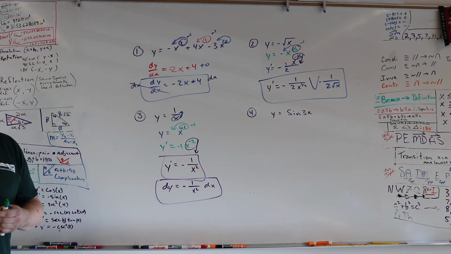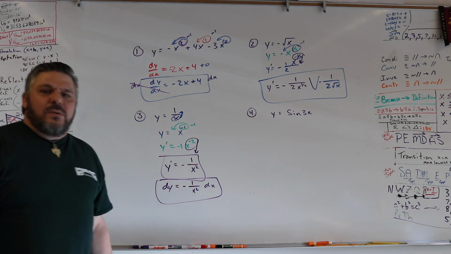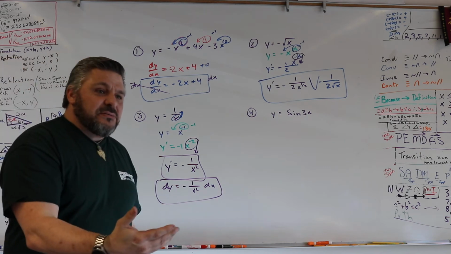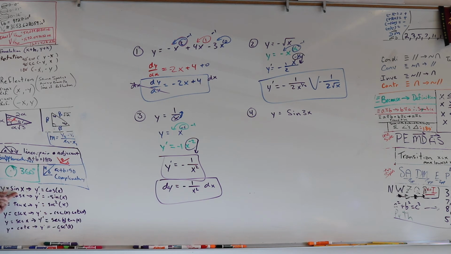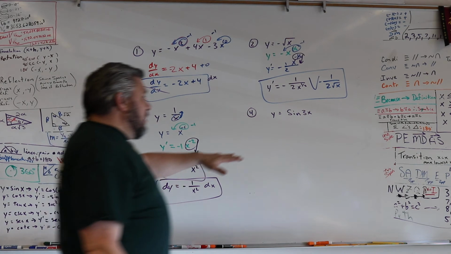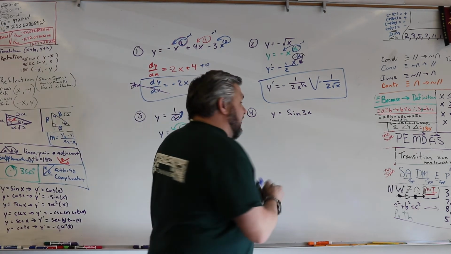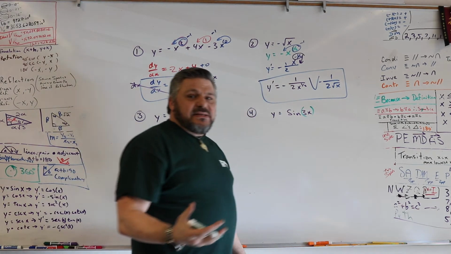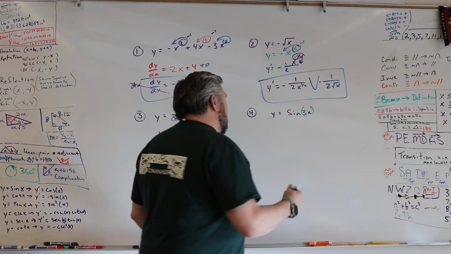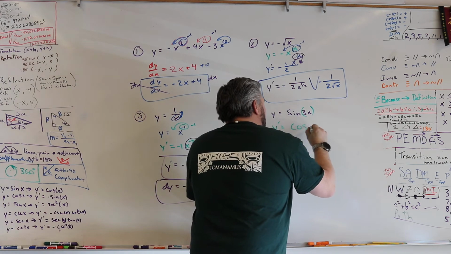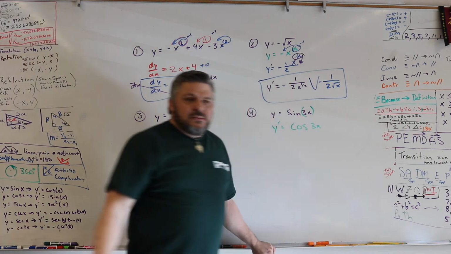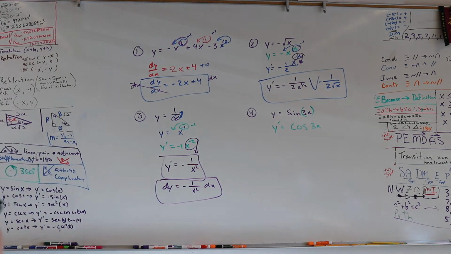Okay? Next, how to do trig functions. We have to know the rules for the trig function. That's it. Okay? So, if I take the derivative of sine, I'm going to get cosine. That's it. So, if I take the derivative of sine 3x, I'm going to get cosine 3x.